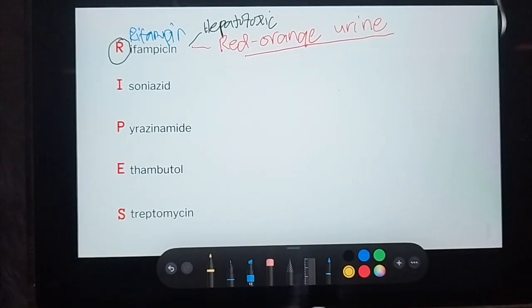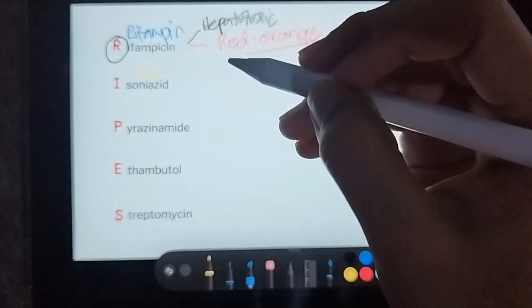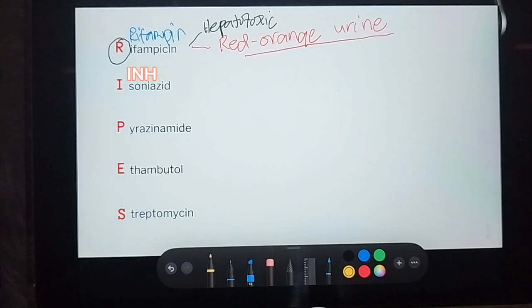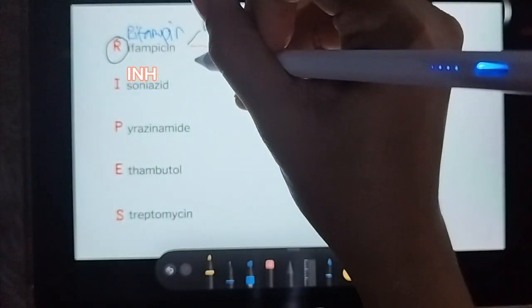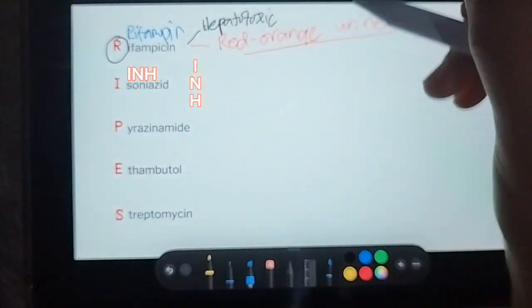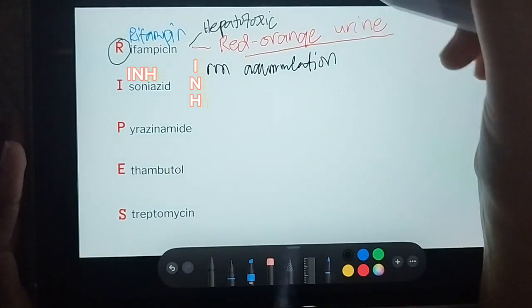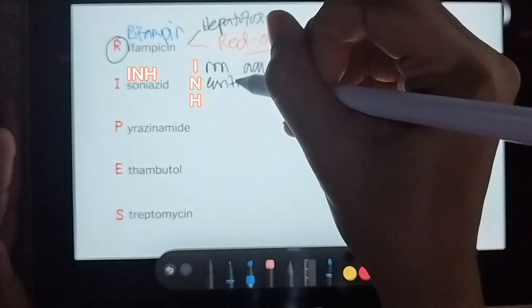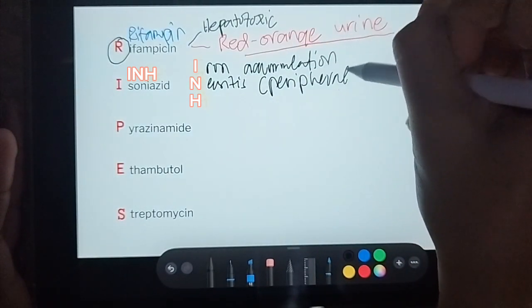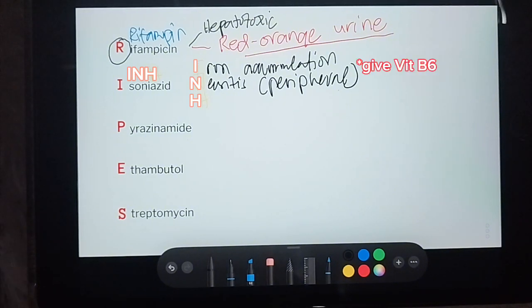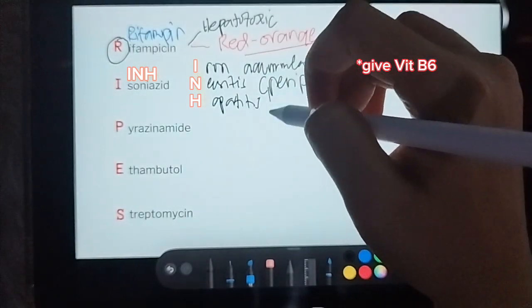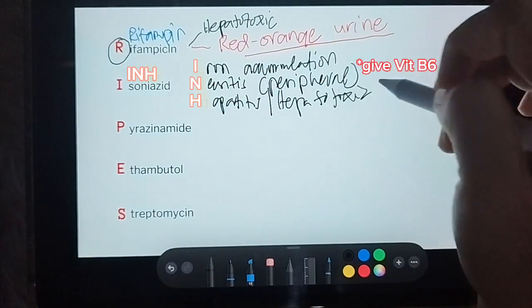Next is isoniazid. Isoniazid is also known as your INH. Para madali nating matandaan yung important side effects and adverse effects ng isoniazid, ilagay mo diyan ang INH. I is for iron accumulation. N is neuritis. Ano yung neuritis na meron? Peripheral. Kapag sinabi nating peripheral neuritis, ito yung nag-inflame or nadadamage yung ating mga nerves on the peripheral areas of our body, which means ito yung mga nerves outside our brain and our spinal cord, so sa ating extremities. H is for hepatitis or hepatotoxic, kasi hepatotoxic din ang ating isoniazid.